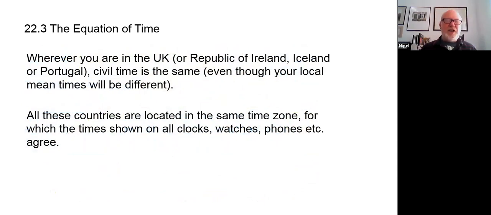There we go. So it doesn't matter where you are in the UK, or whether you're in the Republic of Ireland, or Iceland, or Portugal. I think those are the only European countries, quite a few in Africa as well. These are all located in the same time zone, and therefore all the clocks and watches and phones are in good agreement with each other.